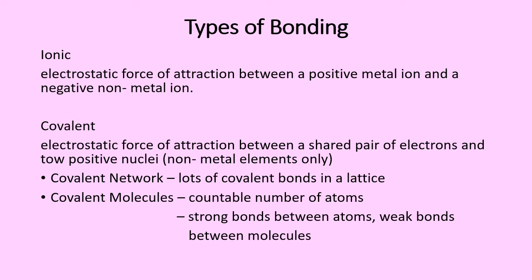We've got covalent networks, where we have lots of covalent bonds in a lattice, so a structure that goes on and on. And then we have covalent molecules, where you're always able to count the number of atoms in that molecule. And there are strong bonds between those atoms, but weak bonds between the molecules, which means that covalent molecules have low melting and boiling points.